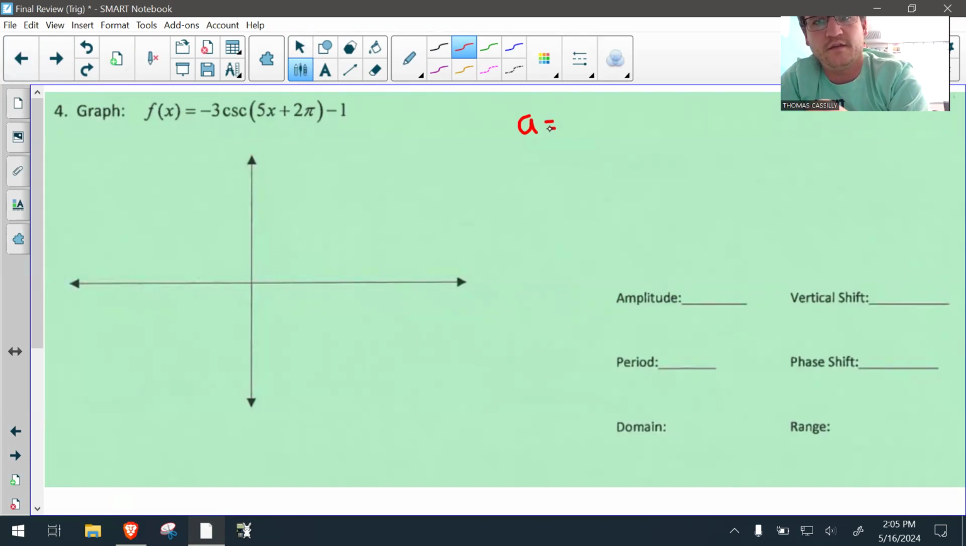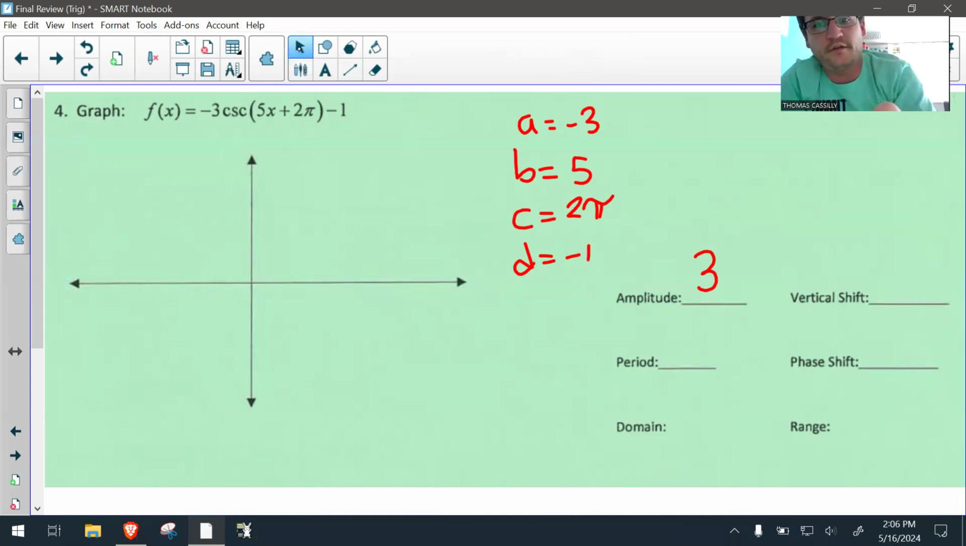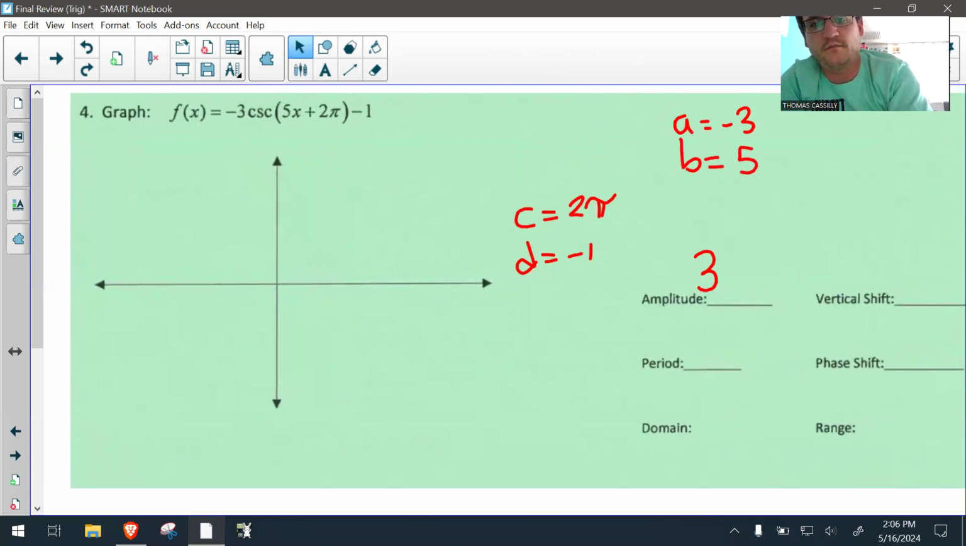So A is -3. Now keep in mind, A we associate with the amplitude. The amplitude is always a positive number. So I know A is a -3, but the amplitude is just going to be +3 here. The B value is 4. Our C value here is 5 pi over 6. And D value is equal to -1. So I'm going to move these over here, kind of get them out of the way.